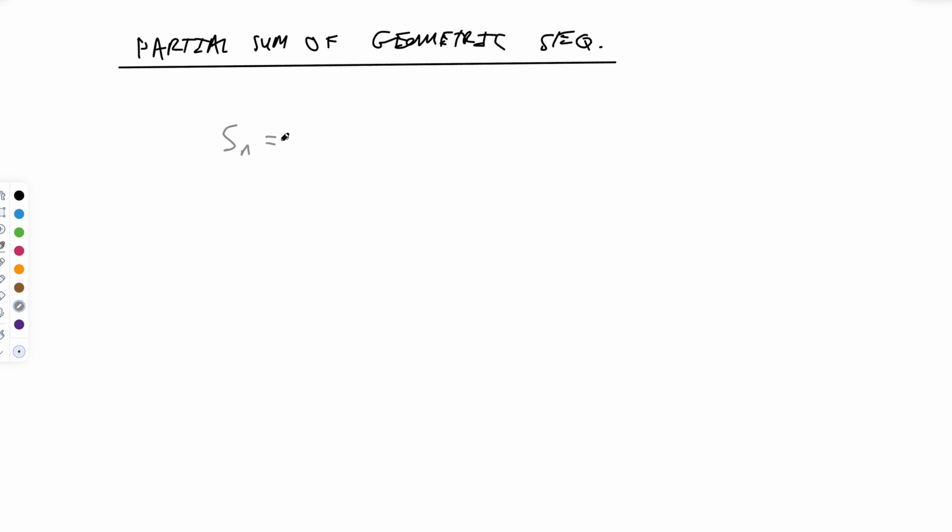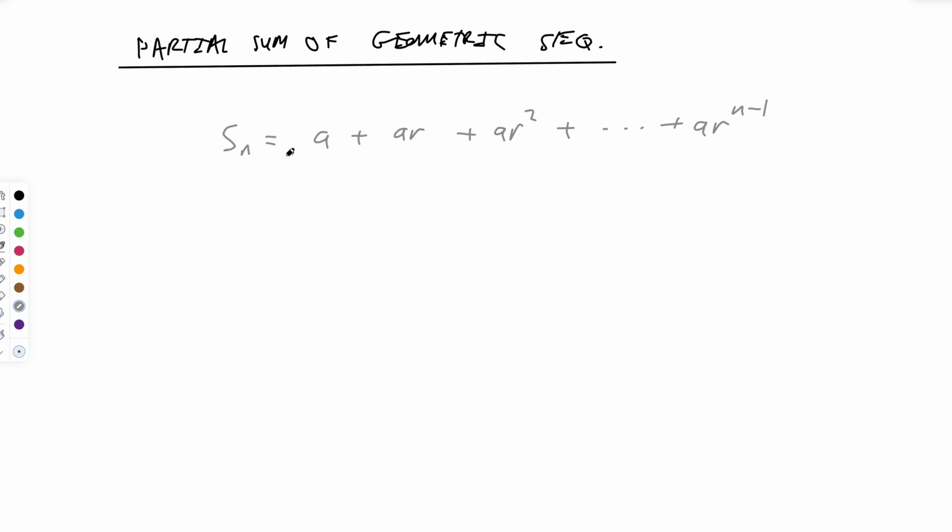the nth partial sum for my geometric sequence. So I will write a plus ar plus ar squared, plus dot dot dot, plus ar to the n minus 1. So this is the first term, second term, third term, all the way up to the nth term, right? Because remember, the nth term is ar to the n minus 1. And then I'm going to do the same thing where I'm going to try and create another line.